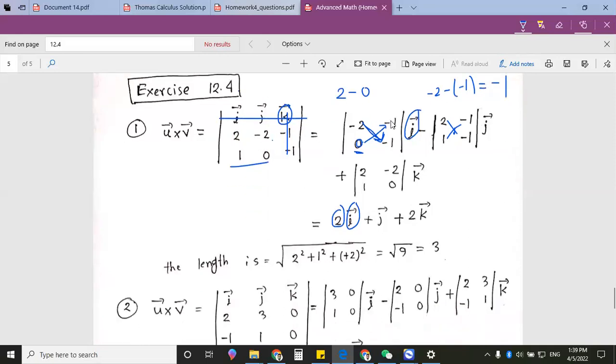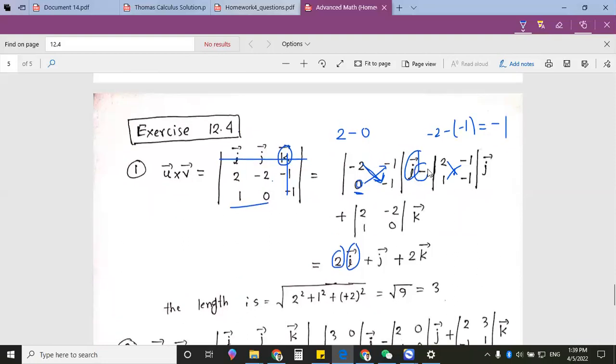So we have another minus here, right? This minus is from the formula. You remember plus, minus, and plus. So we have minus 1, and if I multiply this minus with this minus 1, I'll get plus 1. That's why I have written plus j here. And then for k, it is 2 multiplied by 0, that means 0, then minus 2 multiplied by minus 1, it will be minus 2. So 0 minus minus 2, it will be 2. So I have written 2k here.